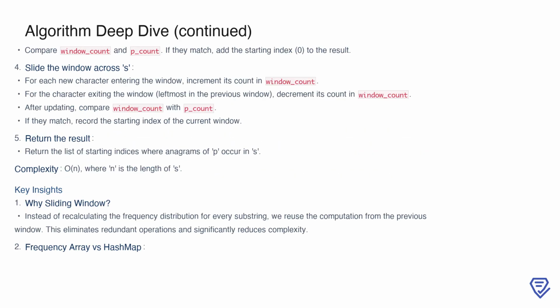To implement the sliding window approach, we first pre-compute the frequency of characters in P using an array P_count of size 26, corresponding to each lowercase English letter.